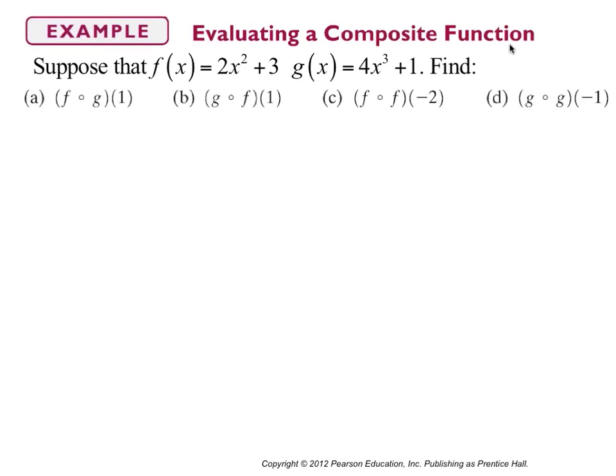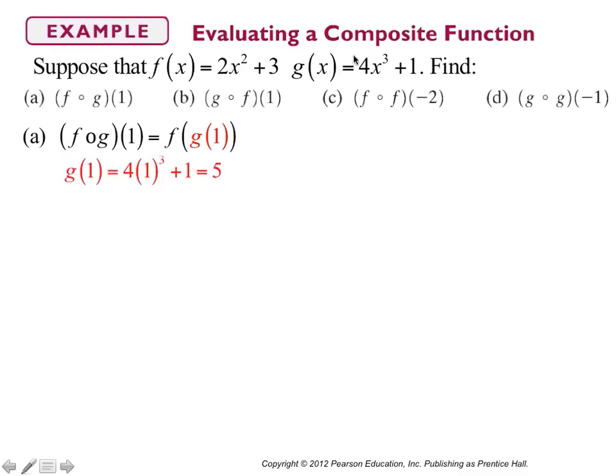Let's suppose that we have f of x equal to 2x squared plus 3, and g of x equals 4x cubed plus 1. The first thing we want to find is f composed with g of 1. So in order to do this, we take f of g of 1. If you think about the inside function here, we have g of 1. If I were to ask you to find g of 1, I think everyone would know how to do that. All you do is you take 1 and you plug it into your g of x.